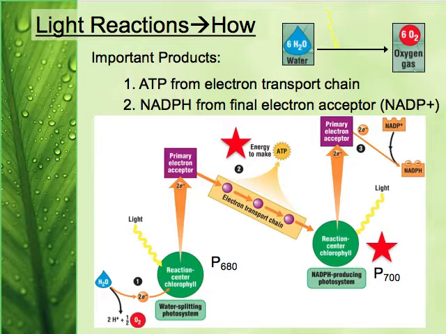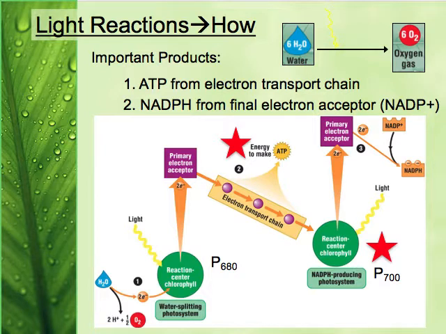At the same time, we have photons of light that are exciting pigment molecules at the other reaction center, which is called the NADPH producing photosystem. And again, that has a fancy name as well, P700, which refers to the peak absorption spectrum. But I like to refer to this as the NADPH producing photosystem because that is what it produces.